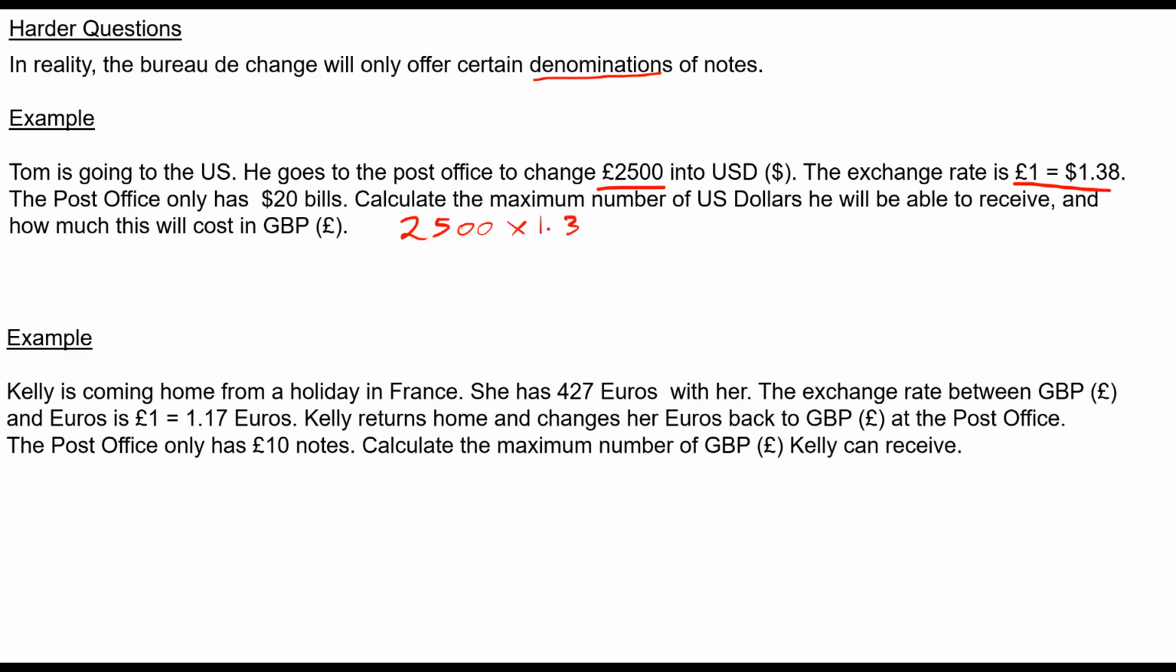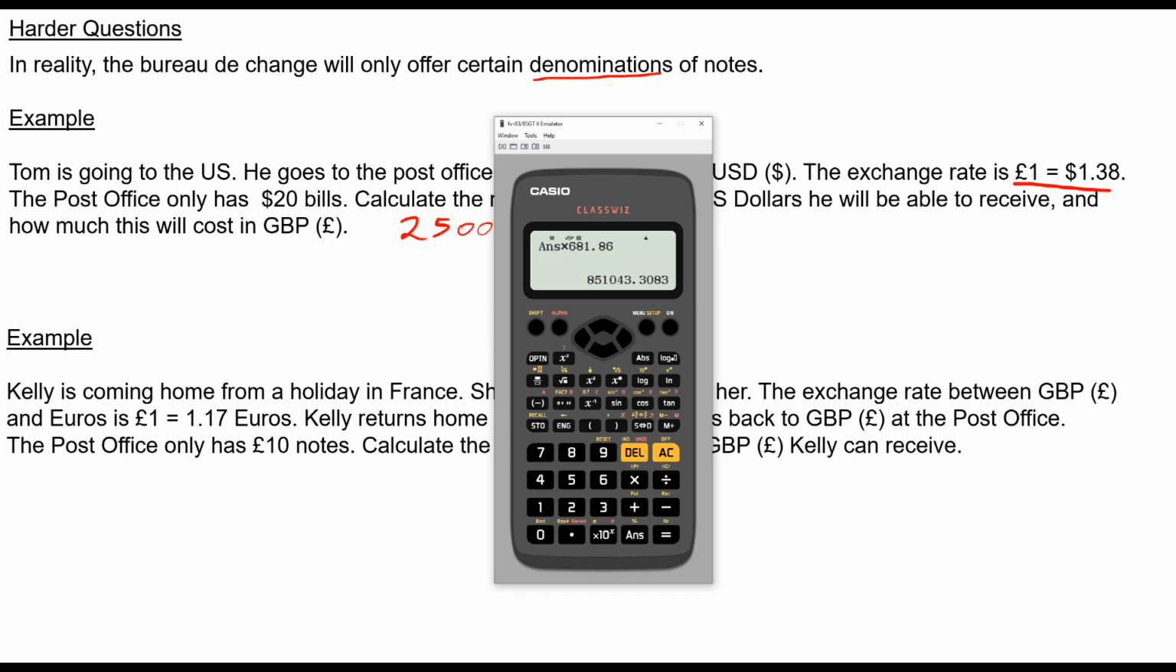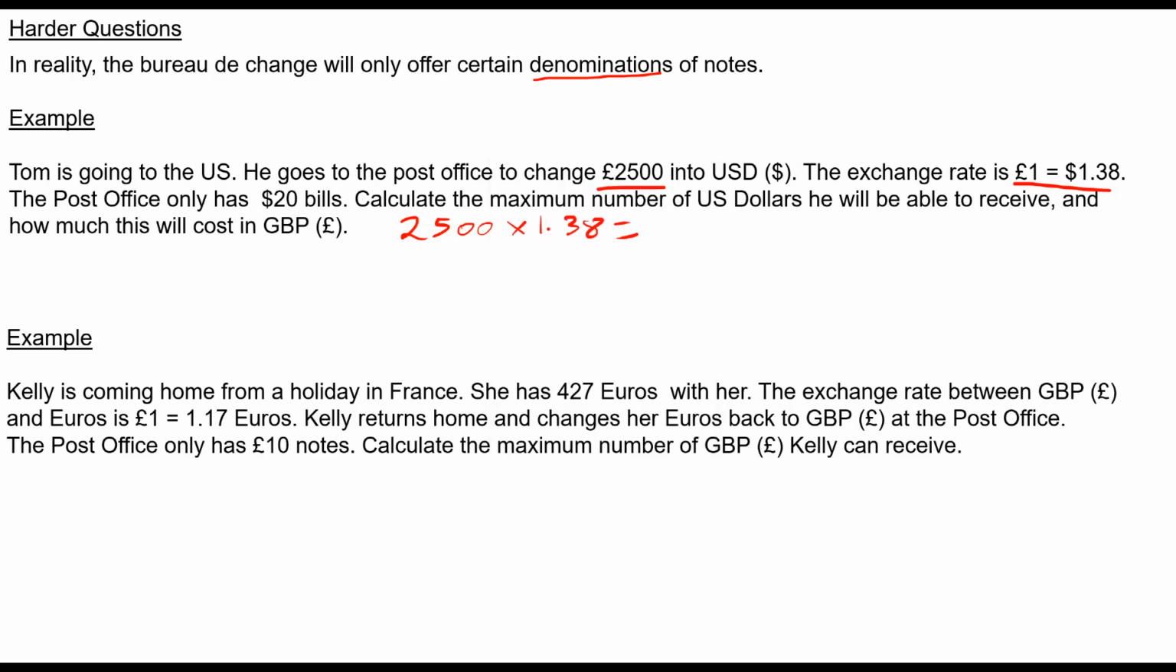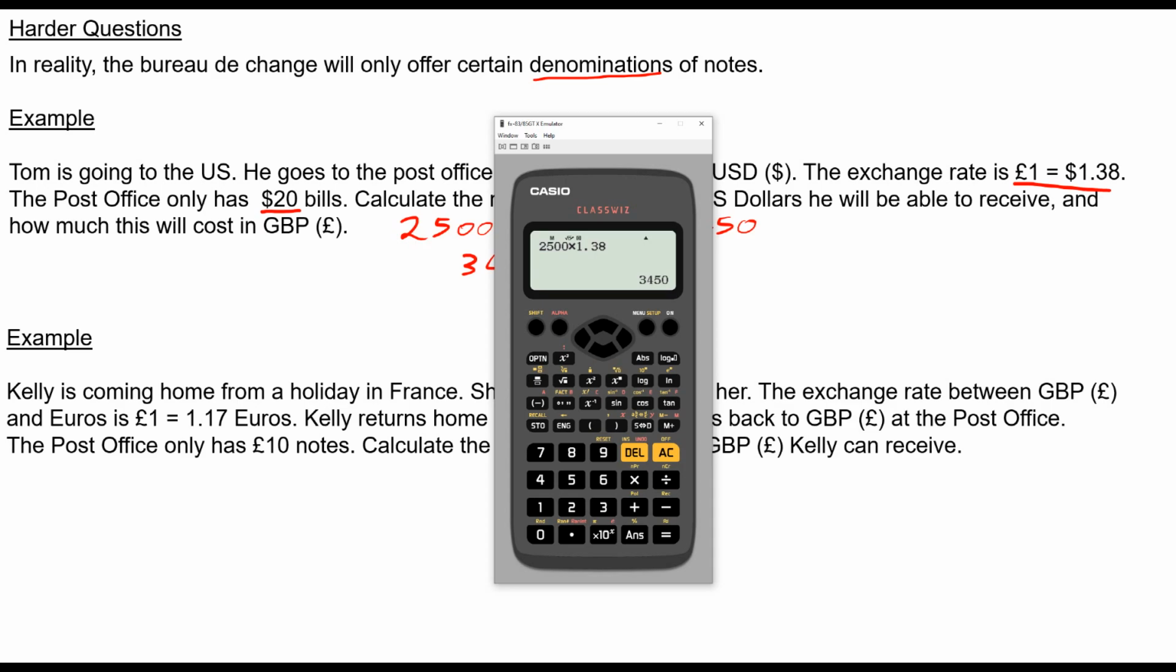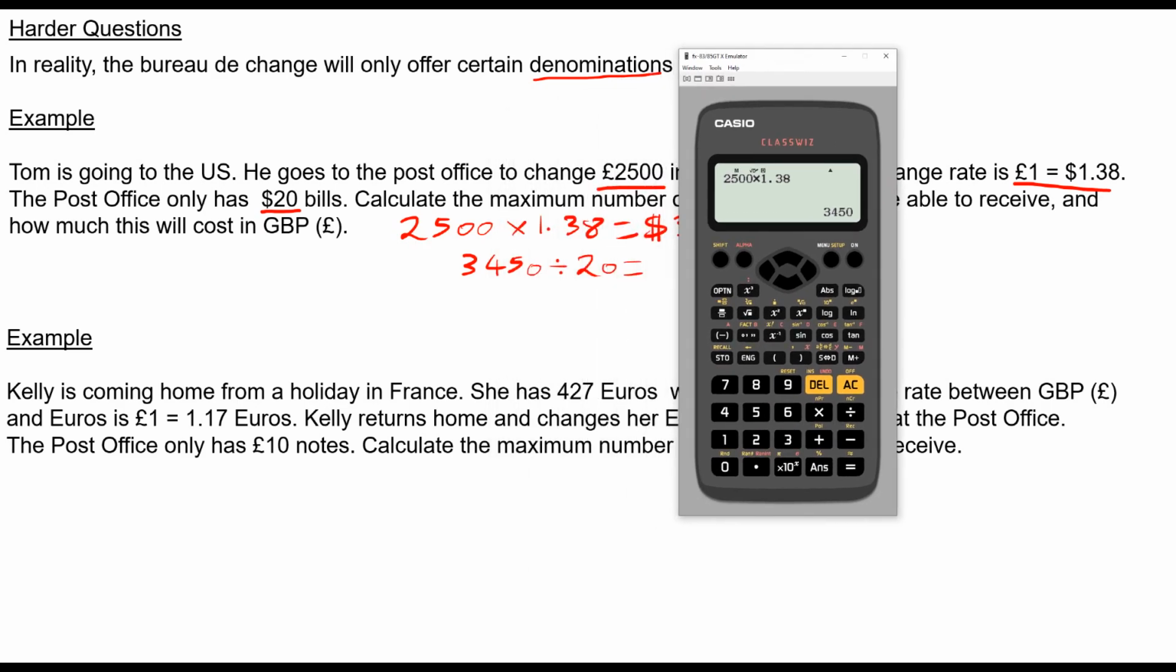So I times by 1.38. This gives me $3,450. Now, this needs to be divided into units of 20 because there are only $20 bills available. So if we divide this by 20, that will tell us how many $20 bills they'll be able to give him.